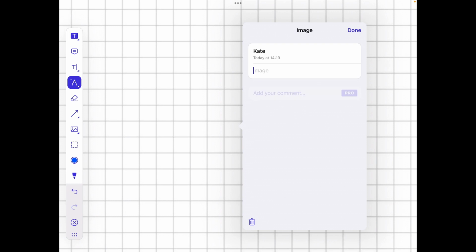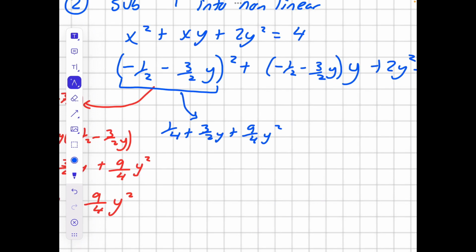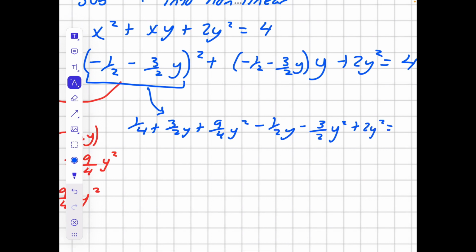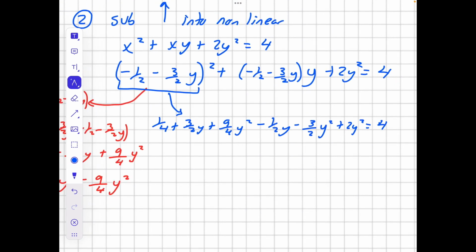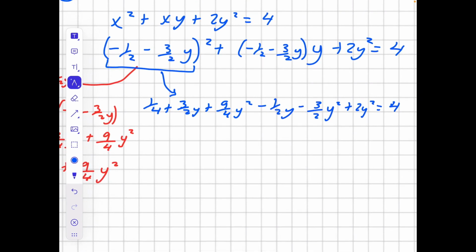Then we have to multiply this bracket by y, so it's going to be minus a half y minus 3 over 2y squared, plus 2y squared is equal to 4. Now, I'm going to be able to tidy this up a little bit. Any of the y squareds I'm going to add together. So you have 2y squared plus 9 over 4y squared. That gives me 11 over 4 y squared.